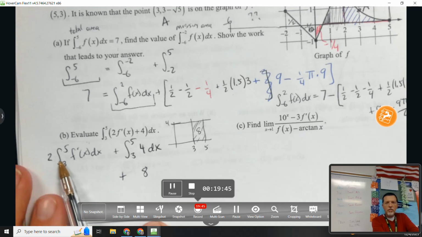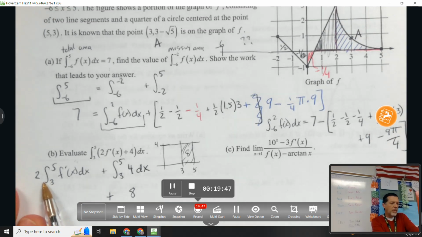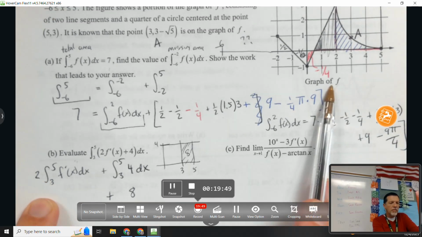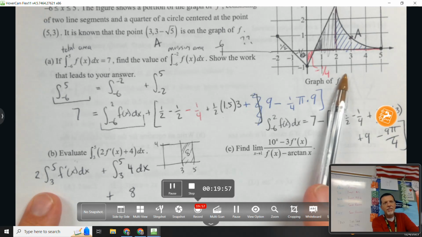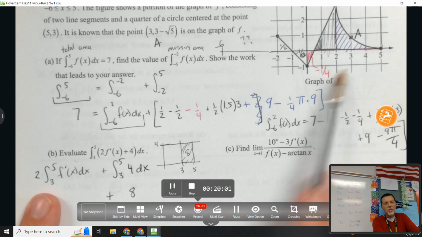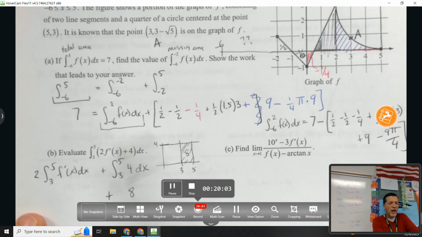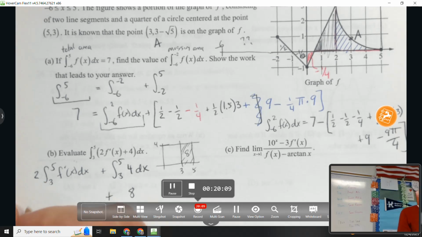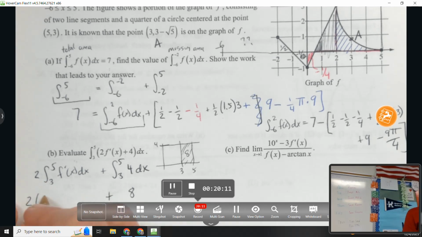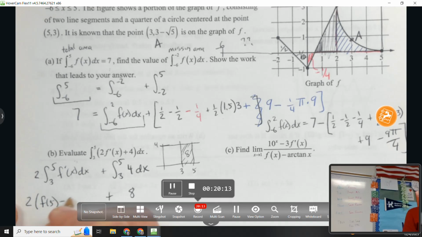So this first part, is this the area under my curve from 3 to 5? You're shaking your head no. It's the area under f prime, but we don't have f prime. But let's back up. This is the antiderivative of the derivative. So that's just f of 5 minus f of 3.